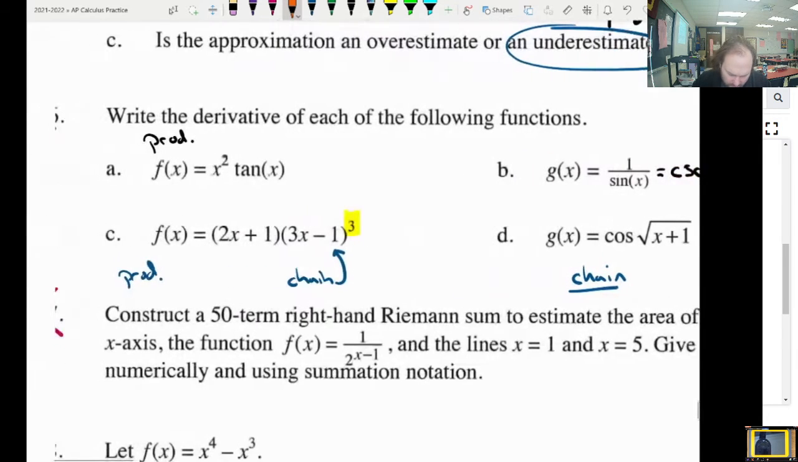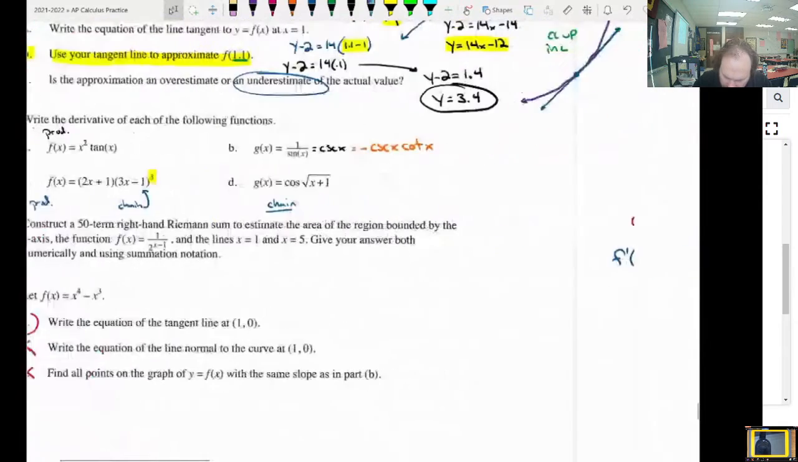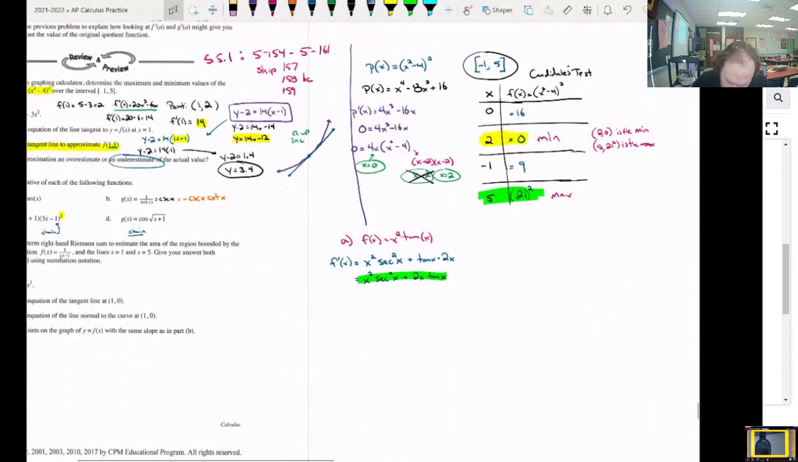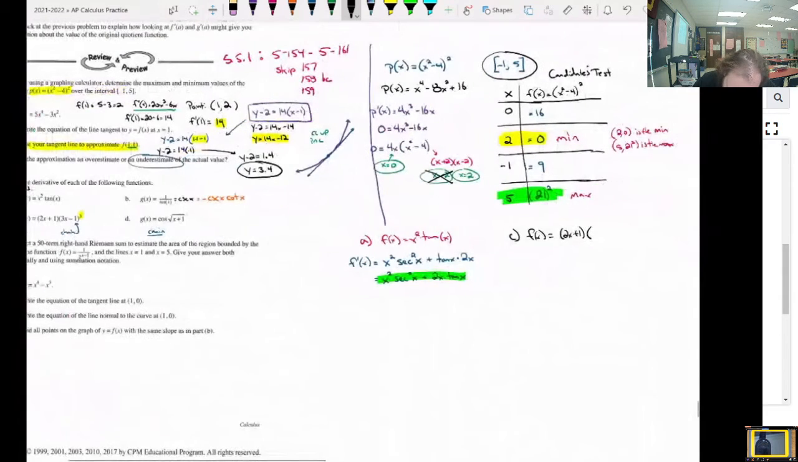Question C. We are going to require the product rule for this problem, although you could make the argument that expanding it would be faster and working as a polynomial, but I don't think so because of that third power there. So again, our original problem is 2x plus 1 times 3x minus 1 to the third power.